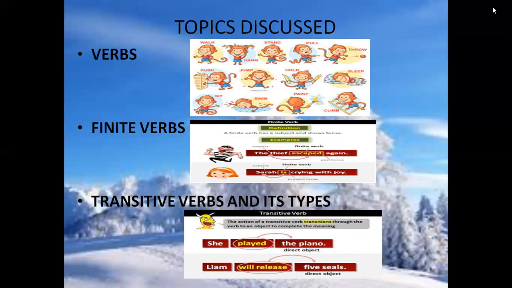Now, what do you mean by direct object? A direct object is a noun or pronoun that directly receives the action of the verb in a sentence. And what is an indirect object? An indirect object receives the direct object. It tells us who the verb indirectly affects and who is receiving the direct object.